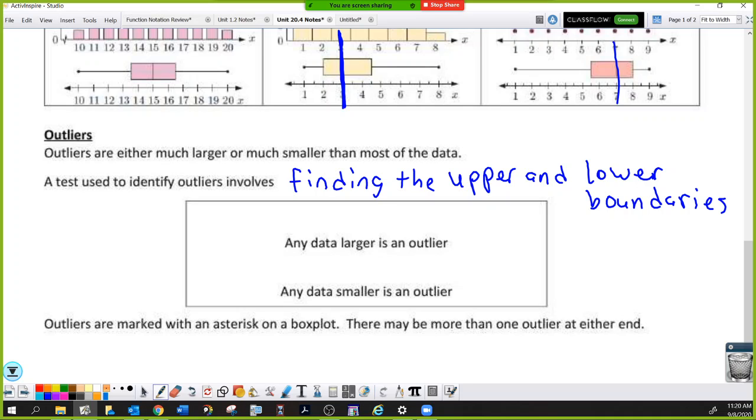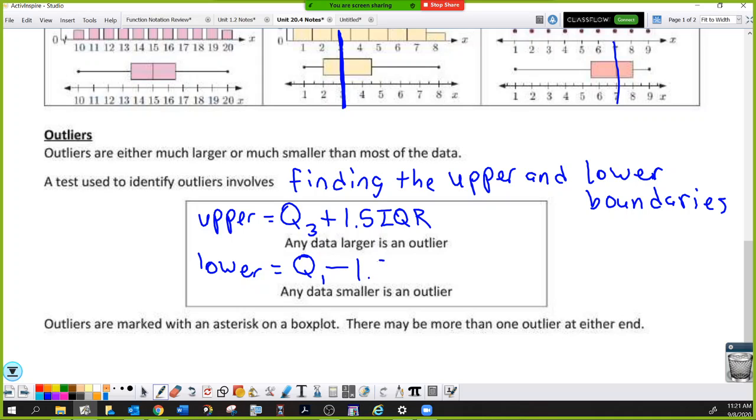What you do is you take your interquartile range, you multiply by 1.5, and then you either add it to Q3 or you subtract it from Q1. So the upper boundary is Q3 plus 1.5 times the IQR. And the lower boundary is 1.5 times IQR less than Q1, so Q1 minus 1.5 IQR. Everything outside of that would be an outlier.